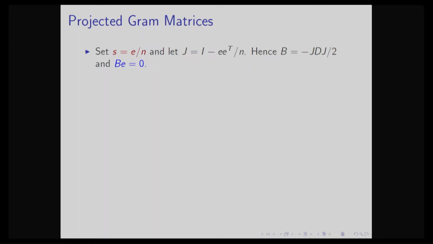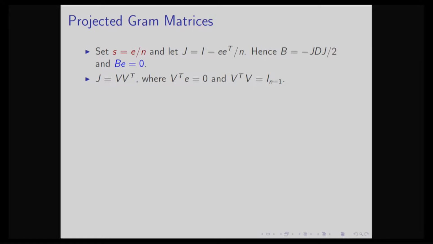Here, again, we fix S to be E over N. So I am locating the origin at the centroid of the points. Again, most of the time, this is what we're going to do. In that case, this matrix becomes the orthogonal projection on the complement of E. And then the gram matrix is given by this formula, so you can see the formula becomes very simple. As a result, BE equals 0, which is another way of saying that the origin is at the centroid of these points.